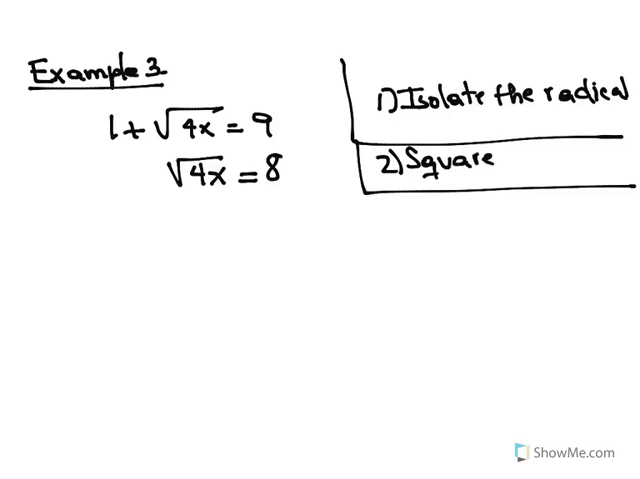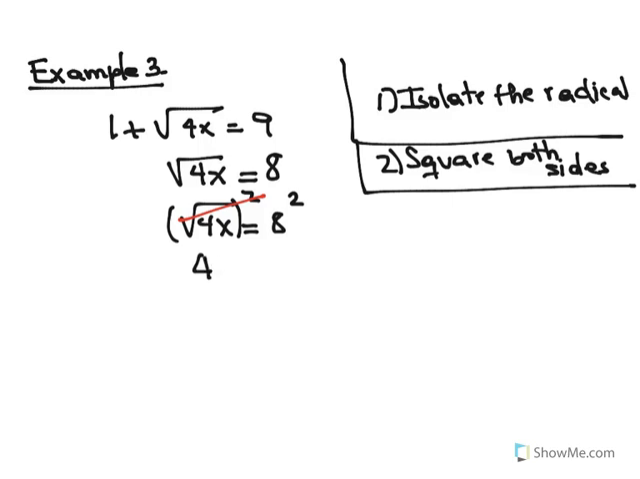Once I have the radical isolated, all I need to do is eliminate the radical. So let me write it again so you can see exactly what I did. I'm going to square both sides. Square, square, okay? Remember that this is going to cancel, and I'm going to have 4x, right? The radical stays the same, that's 4x, and that equals 64, and then x is 64 divided by 4, which happens to be 16, okay?